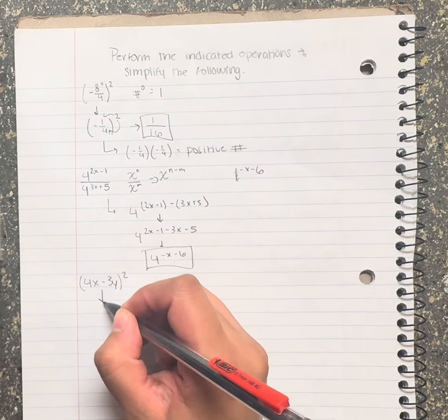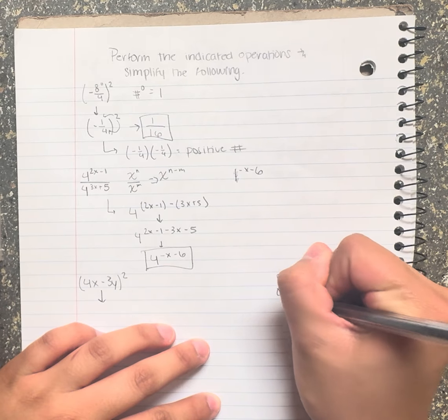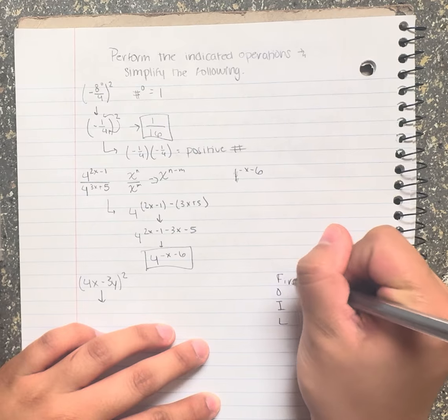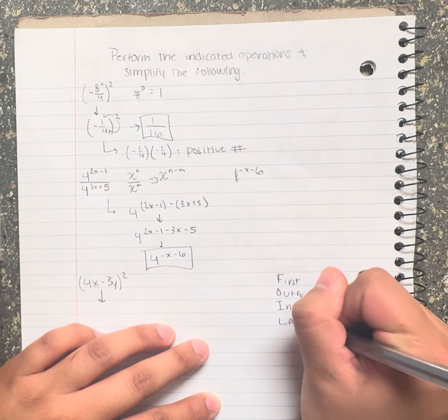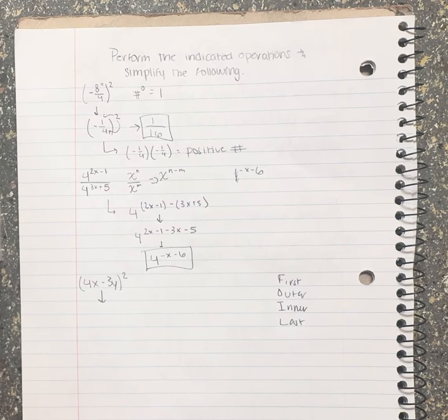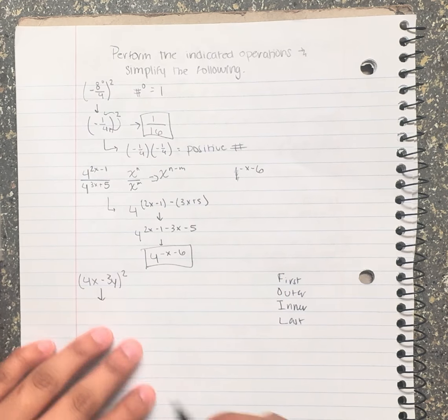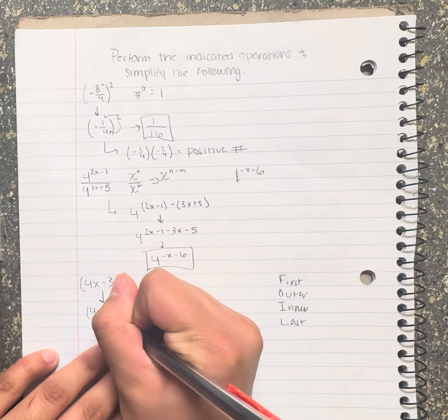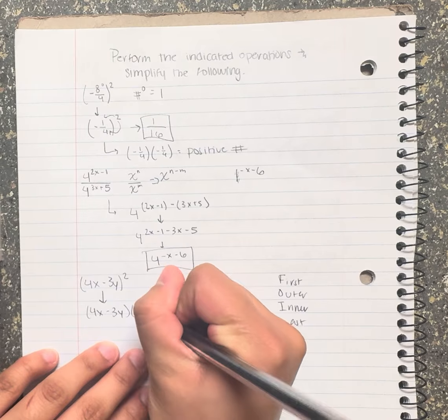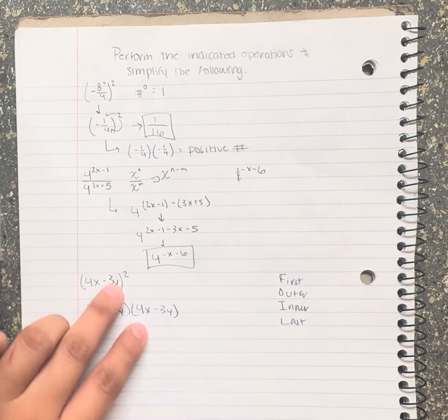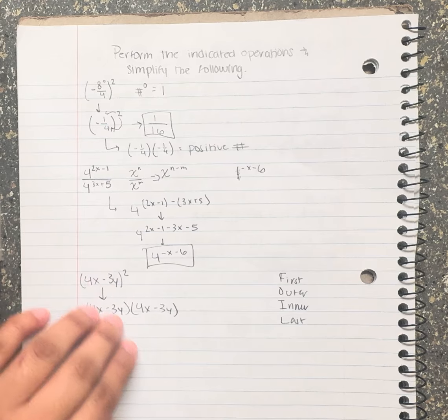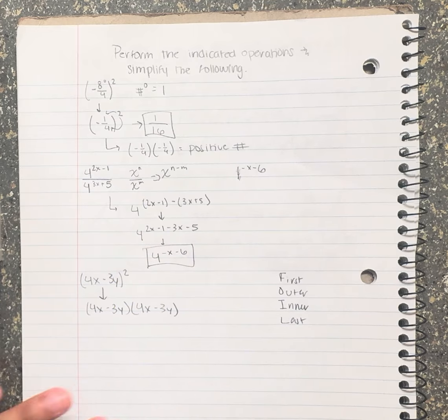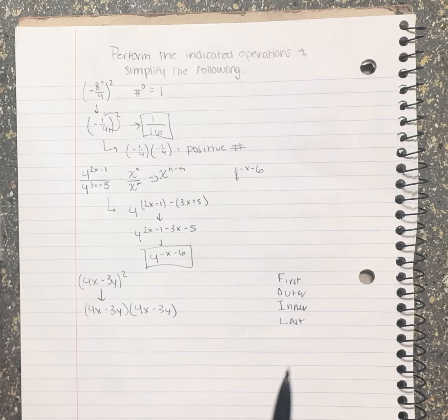Okay, here we're going to use the FOIL method, which is first, outer, inner, and last. Or the way I call it is the 4 arrow method. So this is equal to 4x minus 3y times 4x minus 3y. This is the same thing, just the expanded form. And it's useful to expand it because you can only use the FOIL method, or the method I'm about to show you, when it's expanded to simplify.